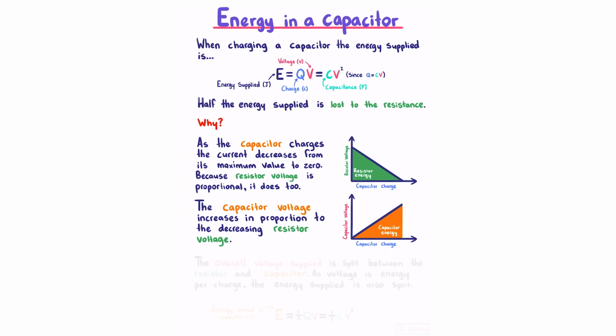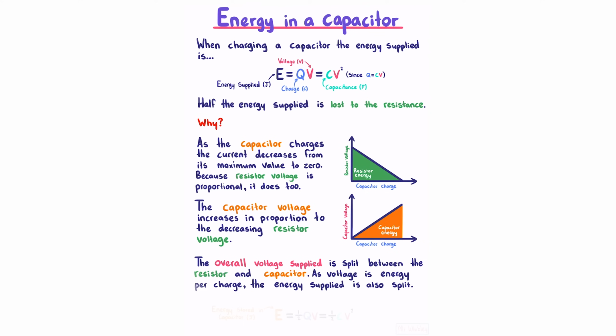And similar to before, the energy under this graph is the energy stored in the capacitor. As you can see from the shapes of these graphs, the overall voltage supplied is split between the resistor and capacitor. As voltage is energy per charge, the energy supplied is also split. Hopefully you can see that we could take this area, flip it around, and place it exactly in here. This resistor energy plus our capacitor energy is our total charge Q multiplied by our total voltage V, or in other words, the total energy supplied.